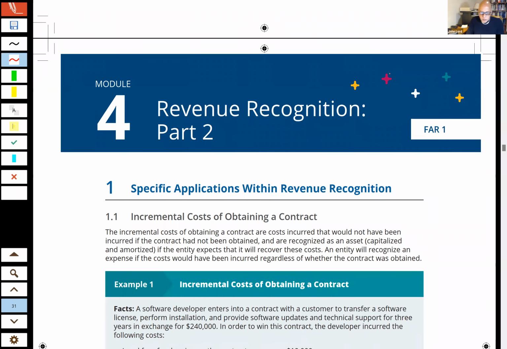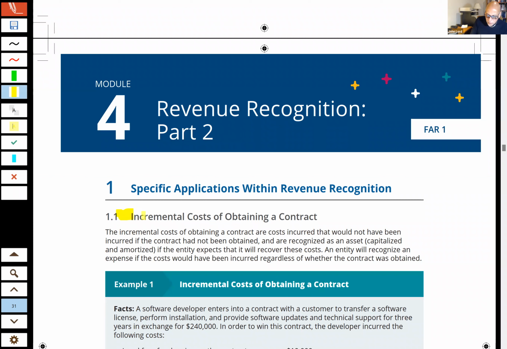Okay, so we got this next section, some really kind of nit points here. The big part here for module 4 will be accounting for construction contracts under completed contract and under percentage of completion. So we'll get to that in a couple seconds, but let's pick up a couple of these smaller areas here.